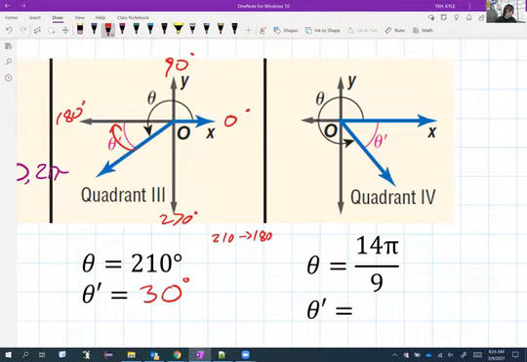And that's why here we need to travel 30 degrees, kind of in the backwards direction, but 30 degrees to get back to the x-axis. And so that is my reference angle.